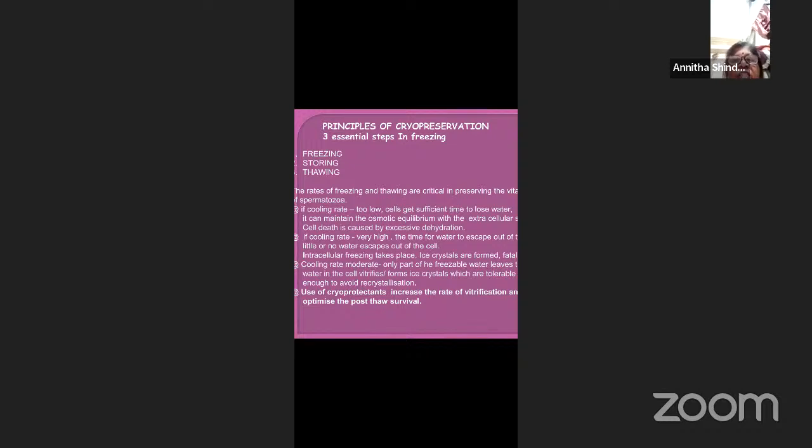So for the use of cryopreservation, you have to use certain substances which are called cryoprotectants. What does the use of cryoprotectants do? Cryoprotectants increase the rate of vitrification and optimize the post-thaw survival. So if you use certain chemicals called protectants, they will increase the rate of preservation and also optimize the survival rate. Okay. So what are cryoprotectants?